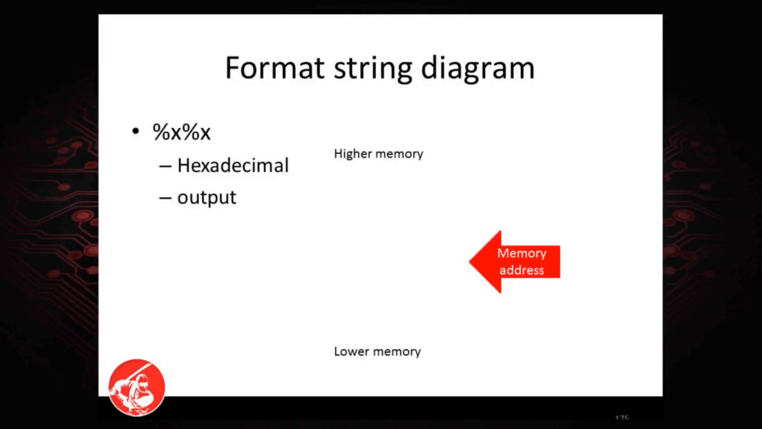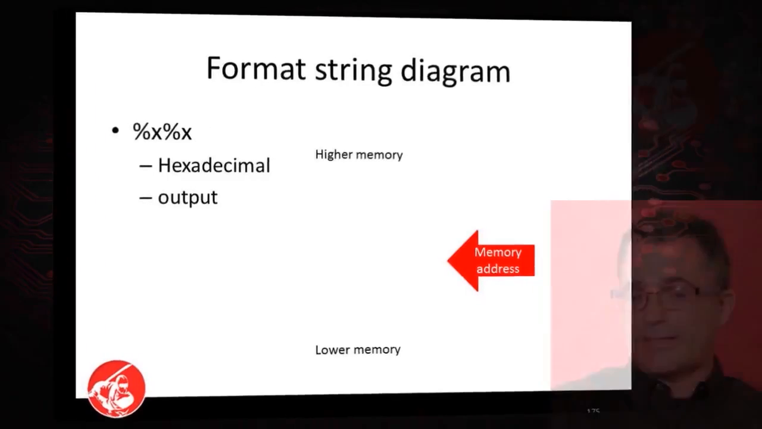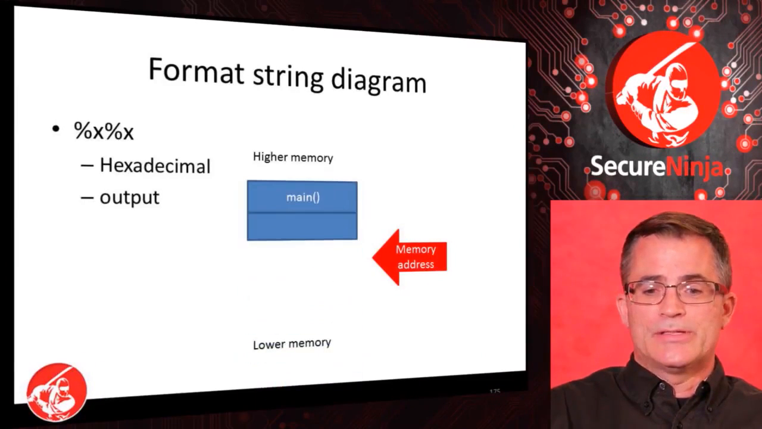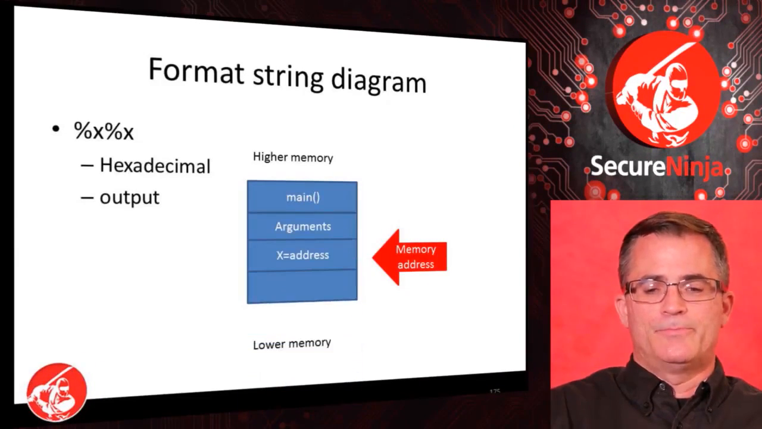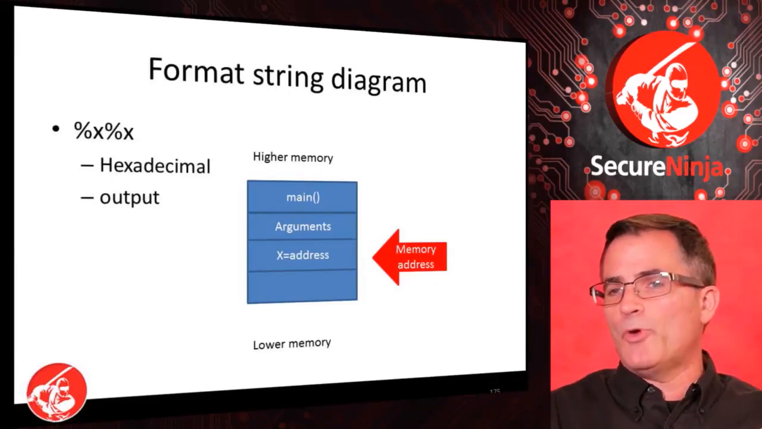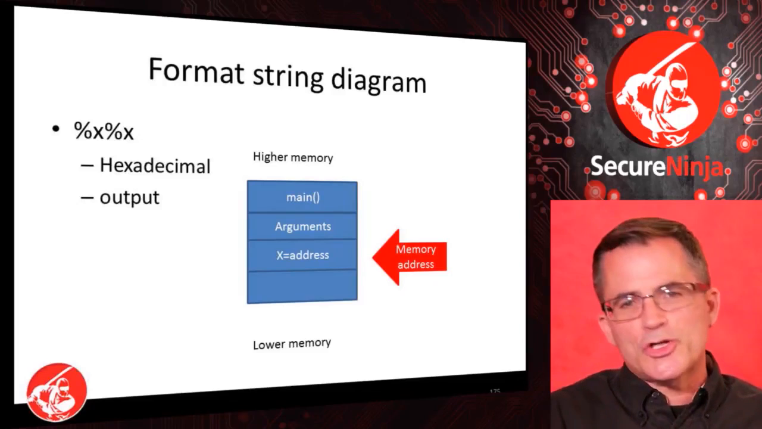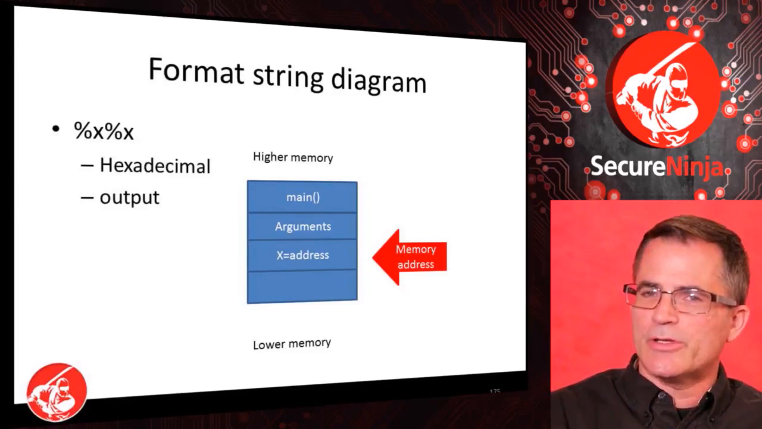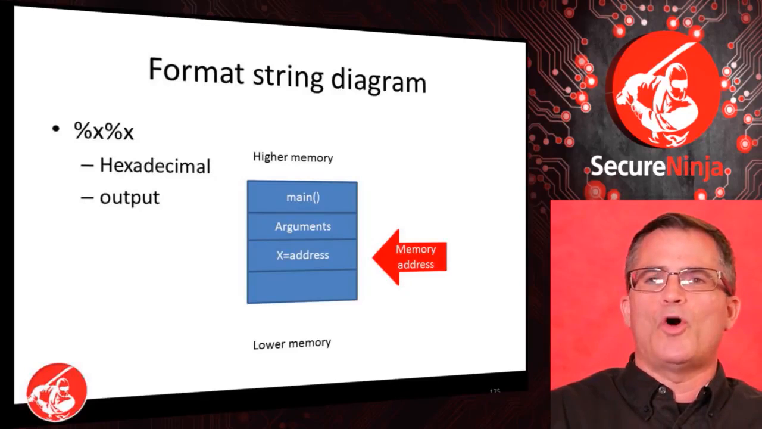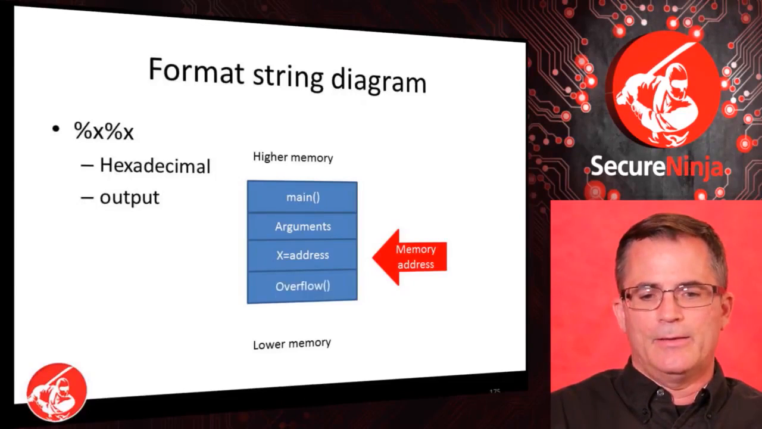Here's an example. Enter your input. I enter %x %x. It's hexadecimal. So now what happens is X equals address. The X is the address in memory. What's in red? The instruction pointer. So now I have the address to the instruction pointer, which is why I said in a format string attack, we can walk up and down the stack.